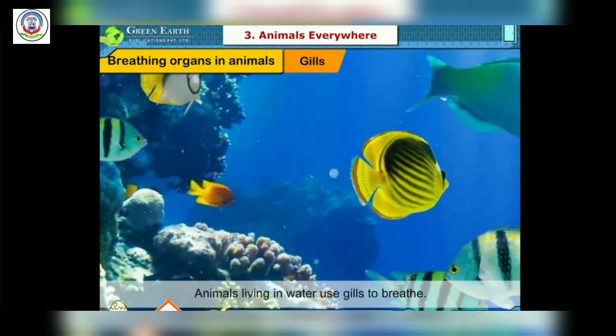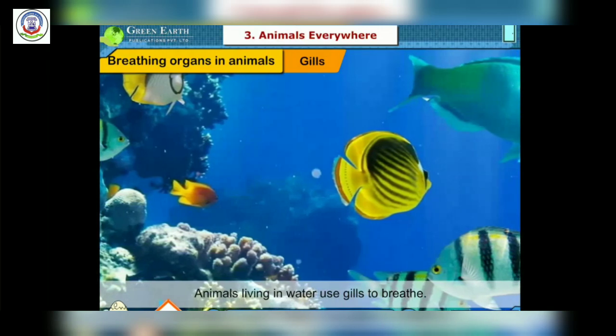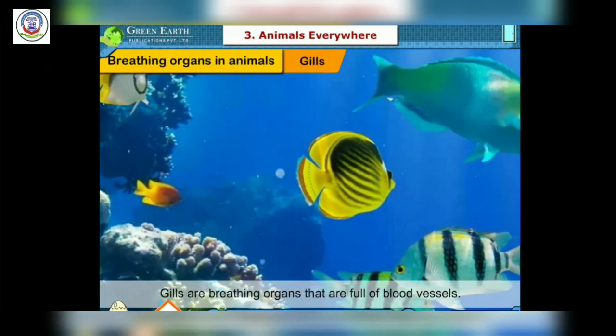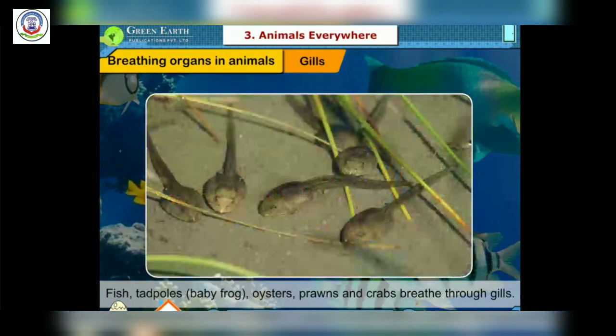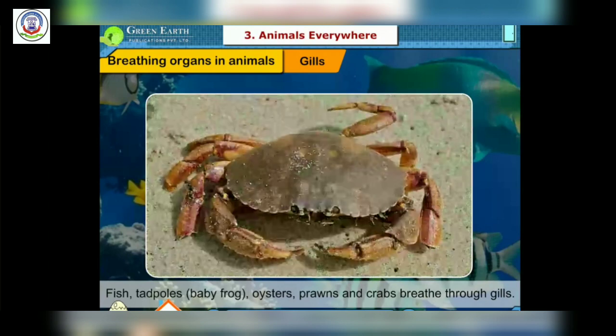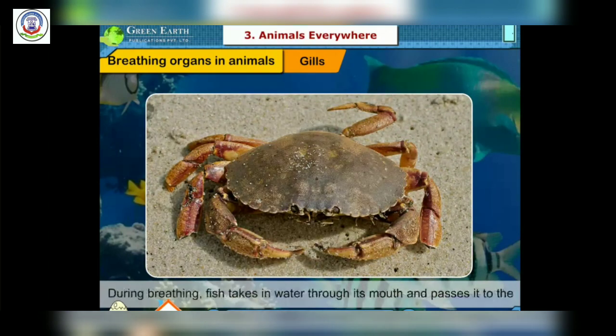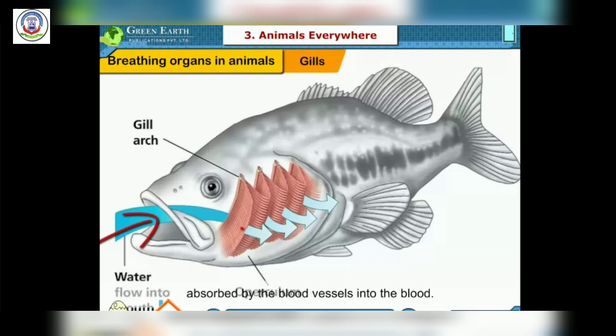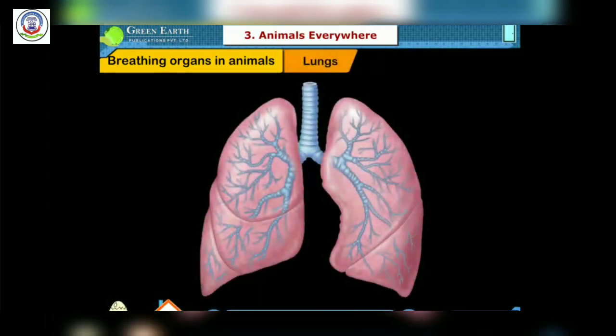Gills. Animals living in water use gills to breathe. Gills are breathing organs that are full of blood vessels. Fish, tadpoles, baby frog, oysters, prawns and crabs breathe through gills. During breathing, fish takes in water through its mouth and passes it to the gill slit. As water passes over the gills, the oxygen dissolved in water is absorbed by the blood vessels into the blood.